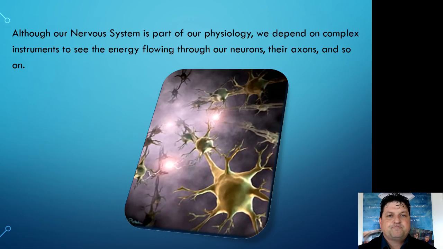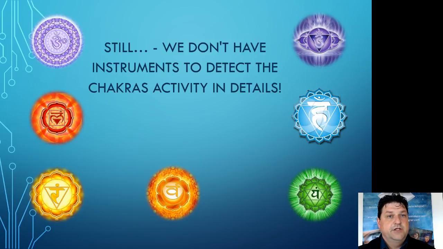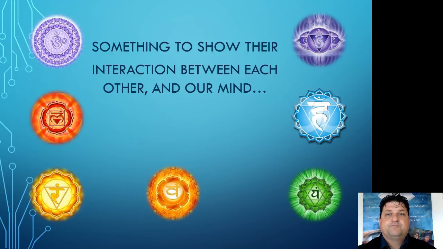Okay, right. So let's go on. Although our nervous system is part of our physiology, we depend on complex instruments to see the energy flowing through our neurons, their axons, and so on. Still, we don't have instruments to detect the chakras' activities in detail. I mean, we don't have conventional instruments, recognized by science, that can perceive and detect the chakras' activities in detail, something to show their interaction with each other and our mind. That's still not possible with instruments.